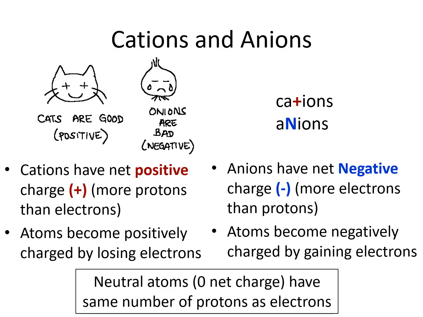We divide ions into two categories depending on whether they are positively or negatively charged. Cations have a net positive charge because they have more protons than electrons. The number of protons cannot change except through nuclear chemistry, which we do not cover in this class. Only the electrons can change.